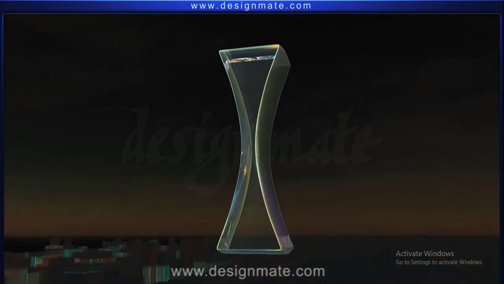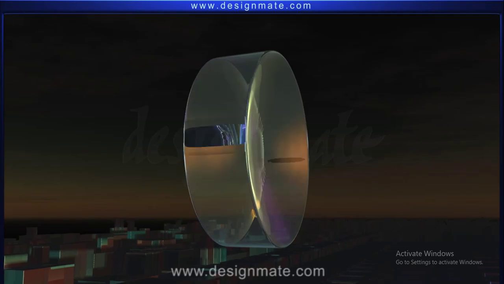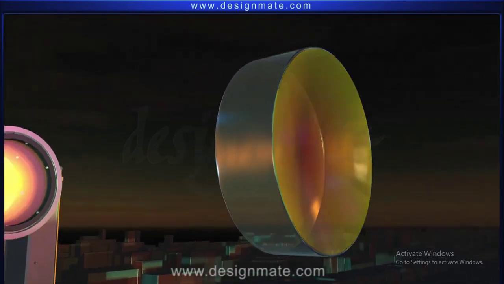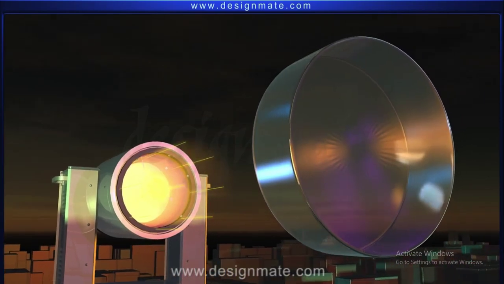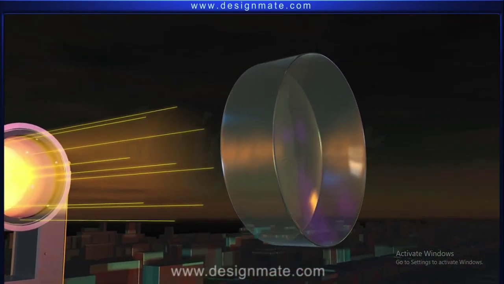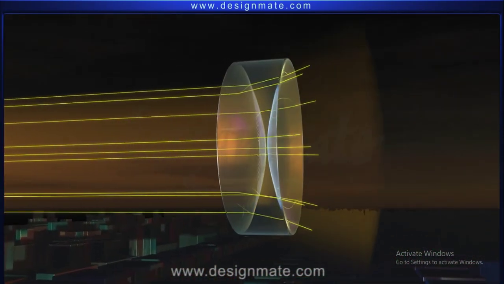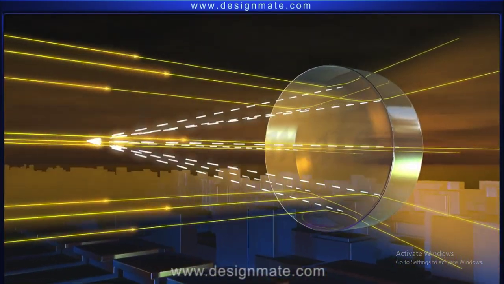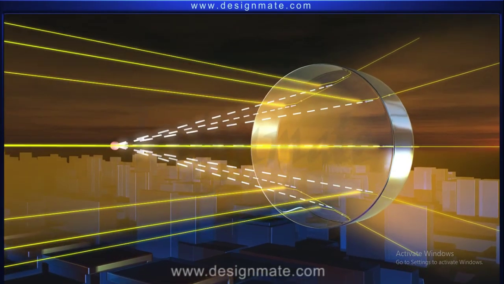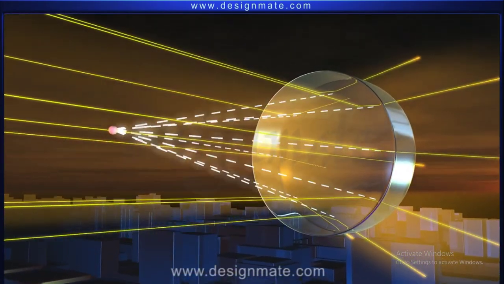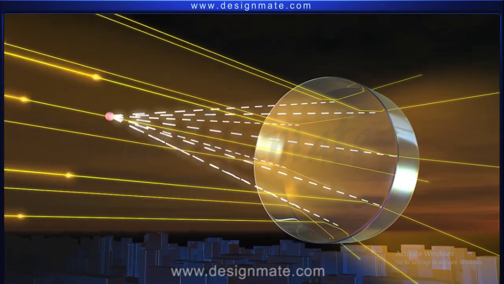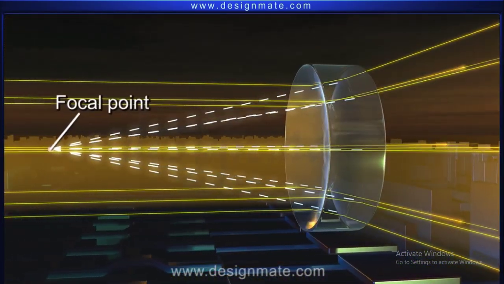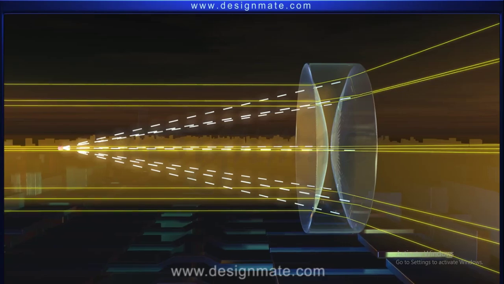A single piece of glass formed in this fashion having inward curvature is called the concave lens. The parallel rays of light incident on the concave lens undergo divergence as they emerge on the other side. If the divergent rays are extended backwards, then they appear to meet at one point on the principal axis, on the same side of the lens as the object. This point is called the focal point of the concave lens.